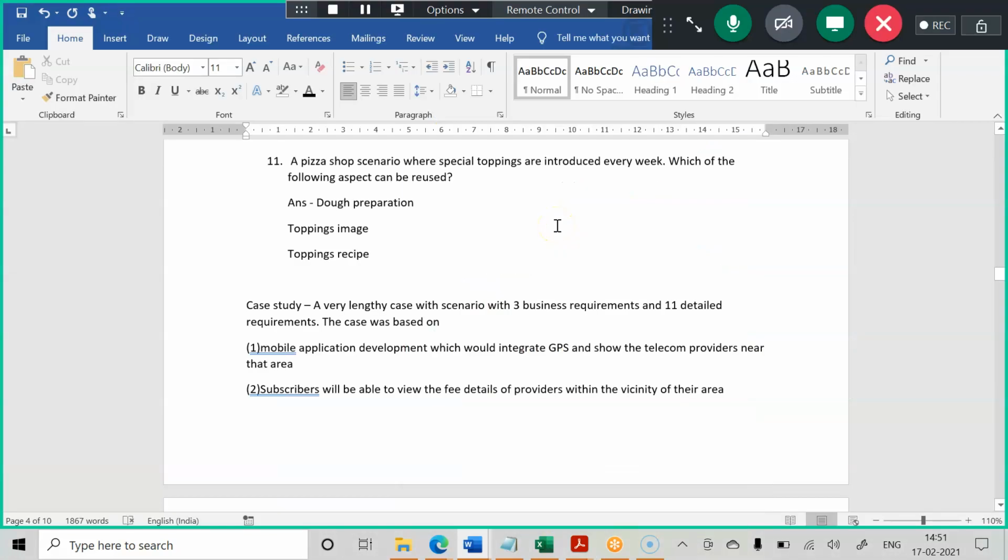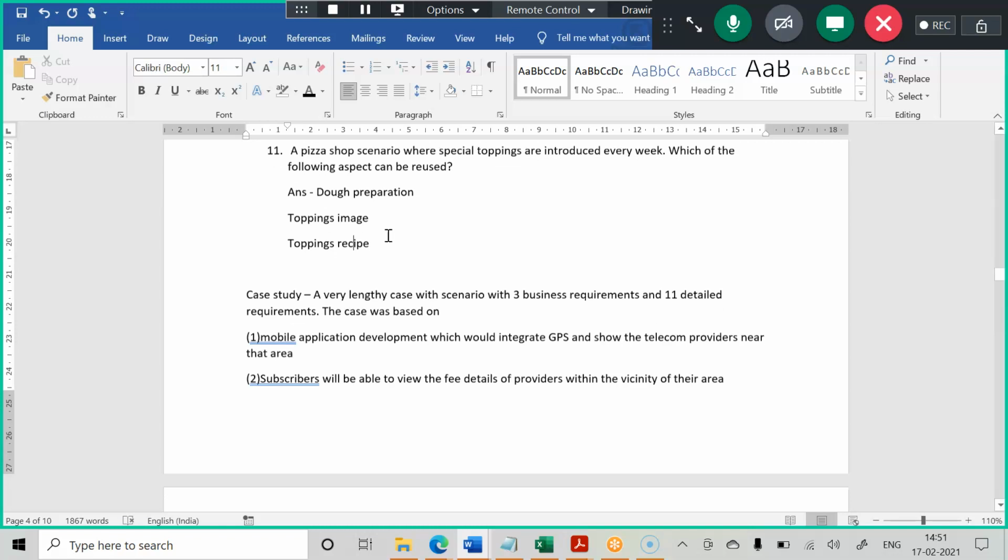In this particular scenario, it was dough preparation. The dough preparation will not change, but you may change the toppings, or the image, the way you advertise. Everything can change, but the base can always be reused. The recipe can be reused. So that was the answer.